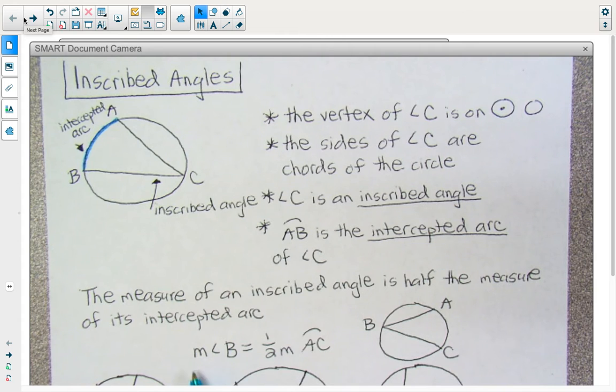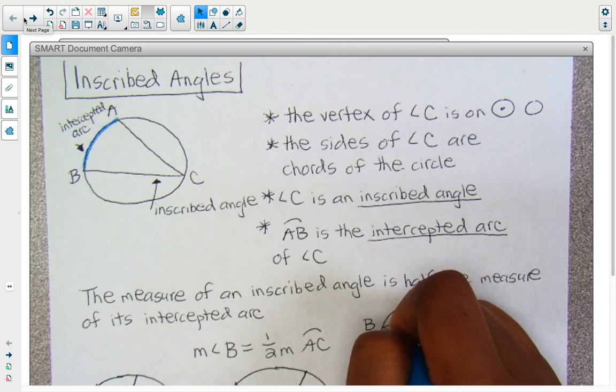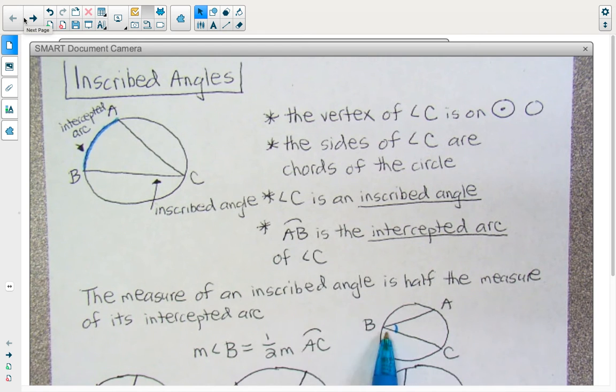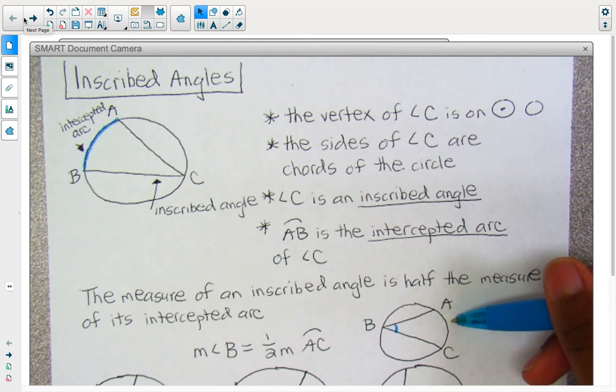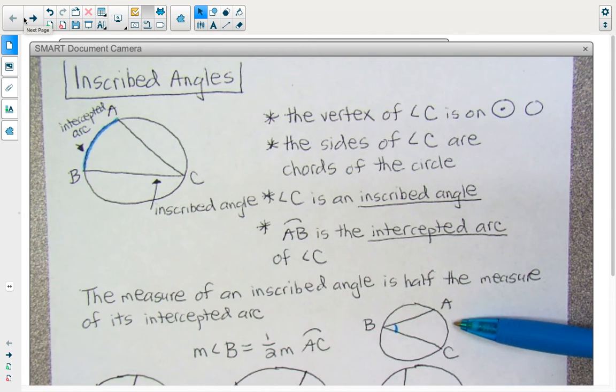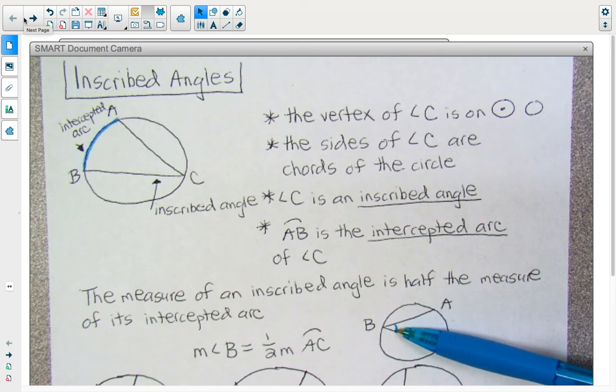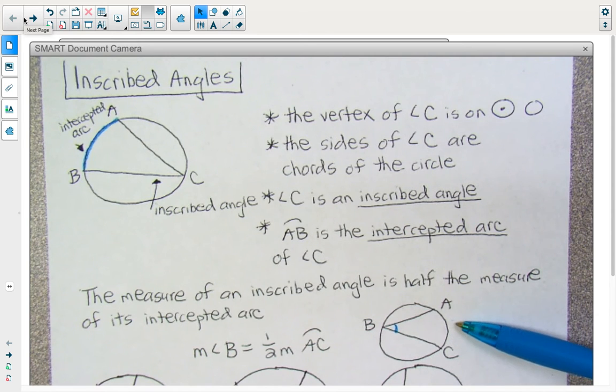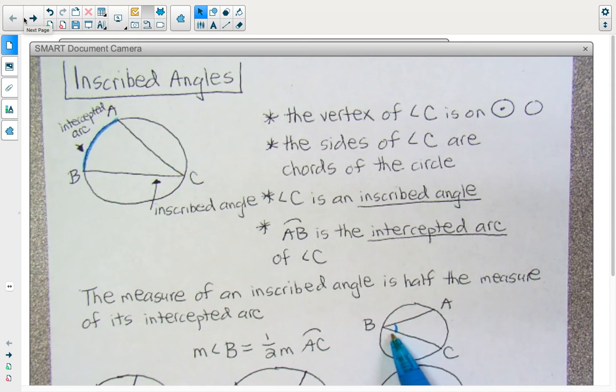So over here, the measure of angle B, which is this angle right here, is an inscribed angle, and this is the intercepted arc. So the measure of angle B is half of this arc. So if this arc is 200, then angle B is 100. If this arc is 500, then angle B is 250.